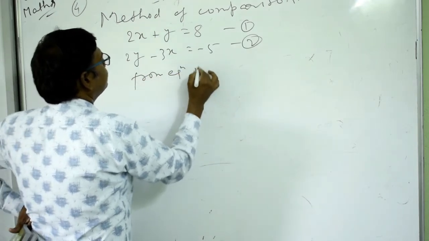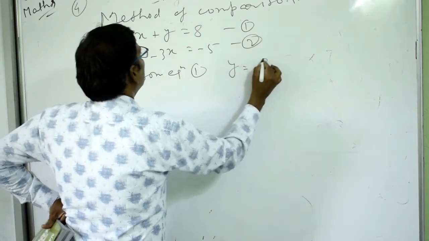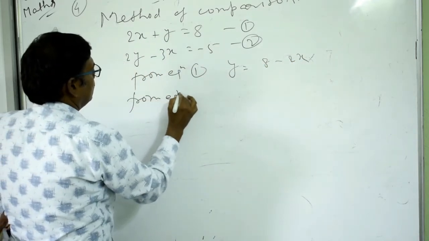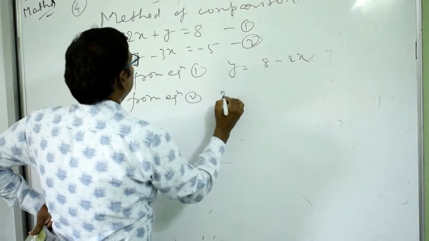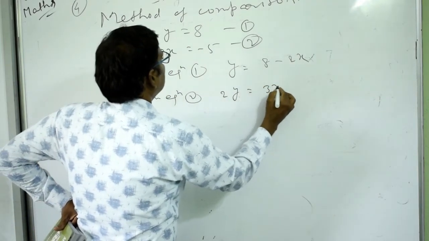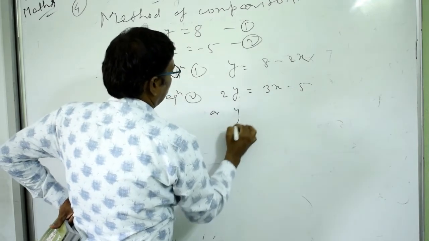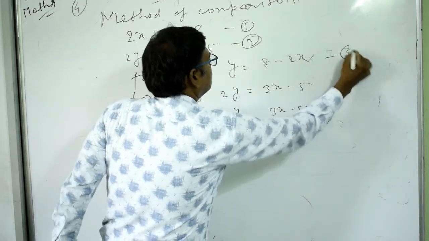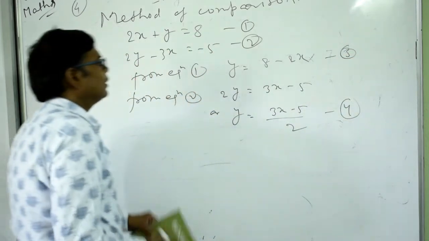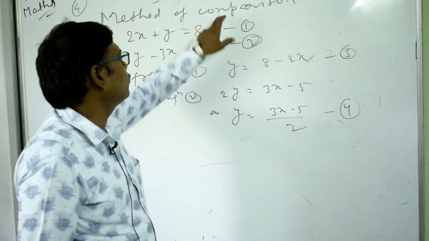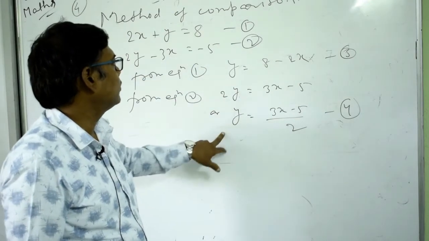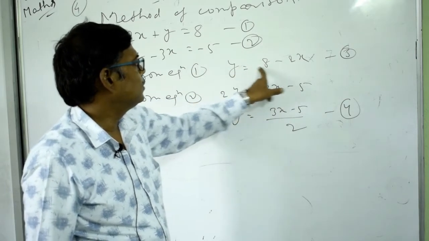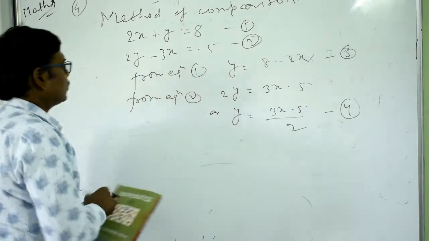From equation 1 you have y equal to 8 minus 2x. And from equation 2 you have 2y equal to 3x minus 5, or y equal to 3x minus 5 by 2. This is 3 and this is 4. Now see here that I have got the value of y from equation 1 and also from equation 2. Now y equal to this and y equal to this, so it means that this is equal to this.